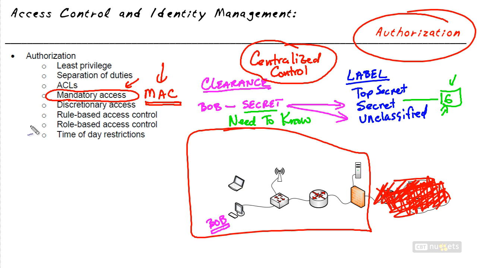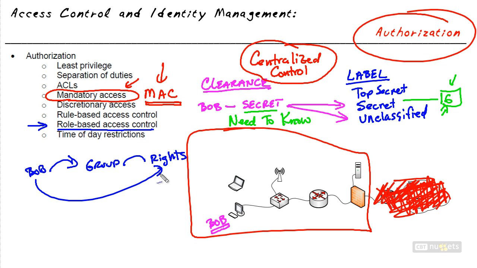Well, we could do role-based access control. And with role-based access control, which we just talked about a moment ago, we've got a user like Bob, and Bob is made a member of a group, and that group has rights or permissions or privileges. As a result, Bob inherits the rights and privileges of that group. The key here with role-based access control is that there are no labels involved, there are no clearance or privilege levels involved. It's a little bit more lax. Whatever Bob is given rights to, he can go ahead and access.